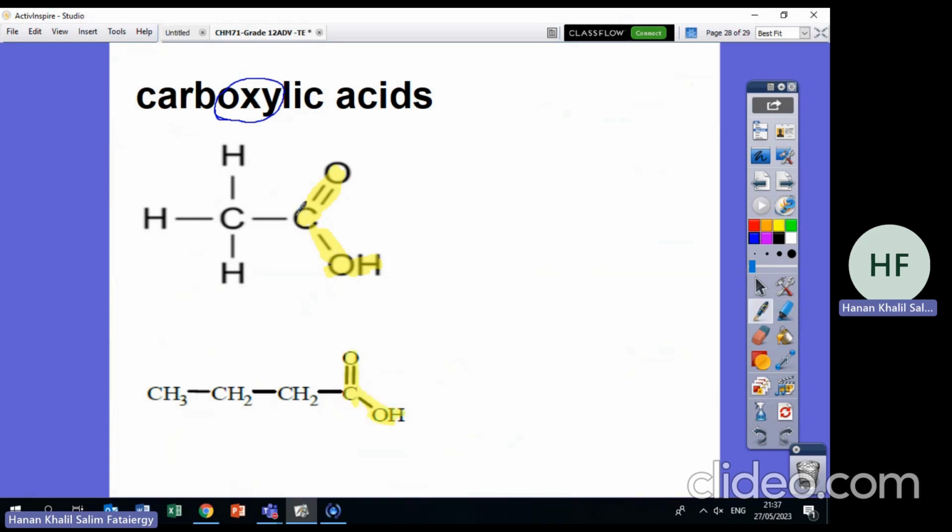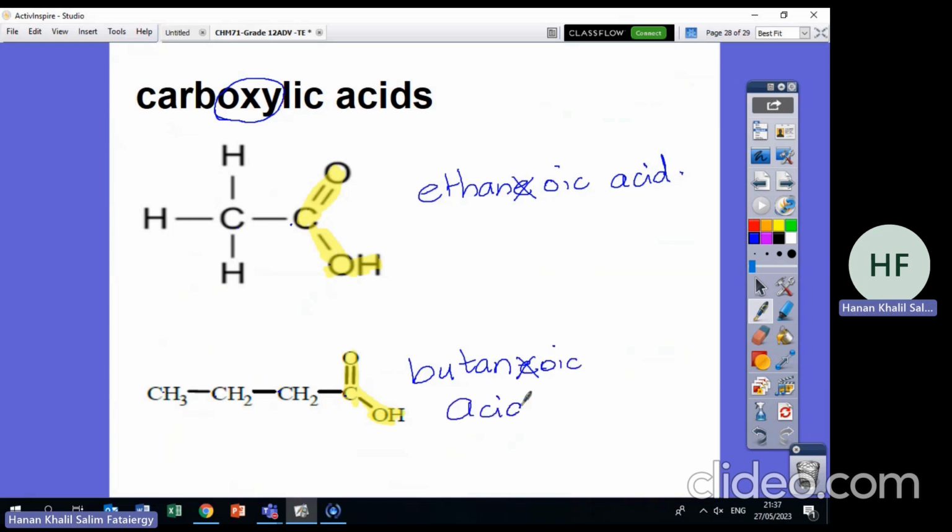Now first of all how do we name it? We have 2 carbons so I will say ethane. I will remove the E and I will say ic acid. Okay ethanoic acid. This one 1 2 3 4 so this is butane. I will remove the E and I will put oic acid.